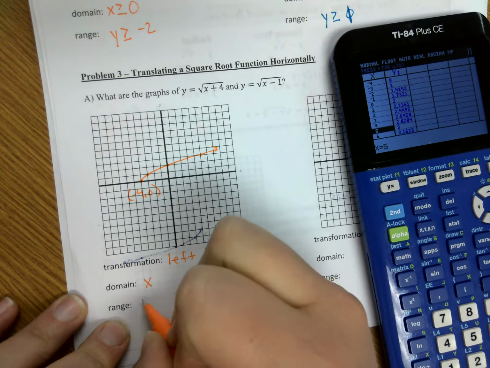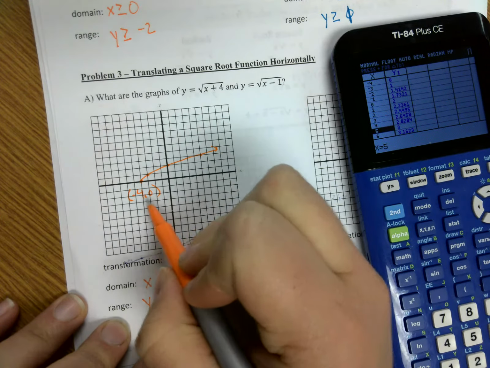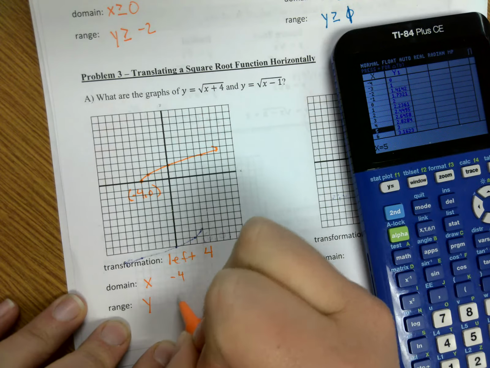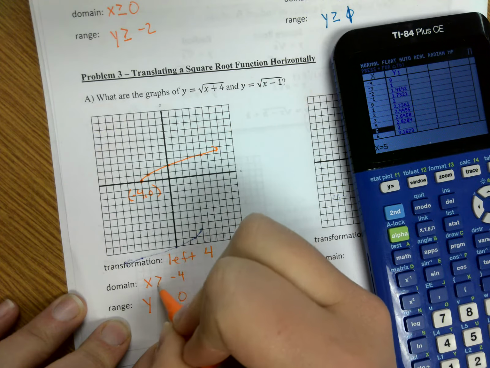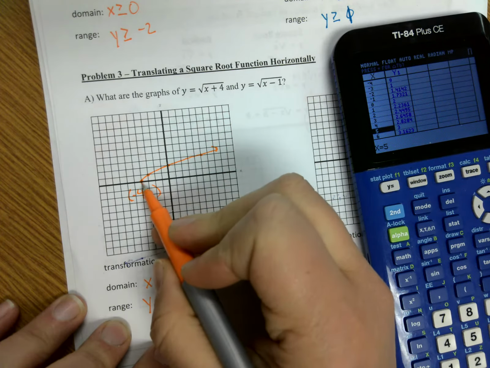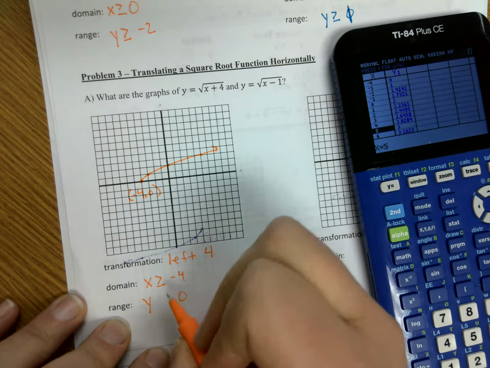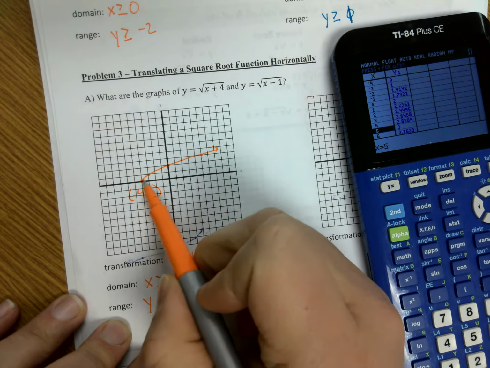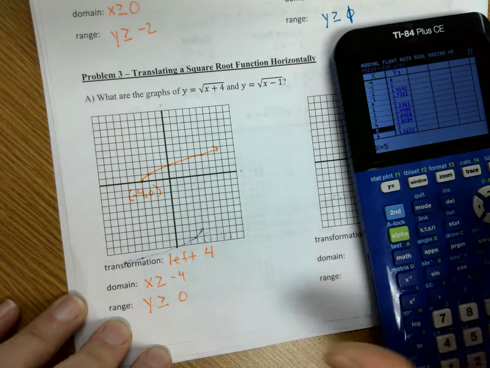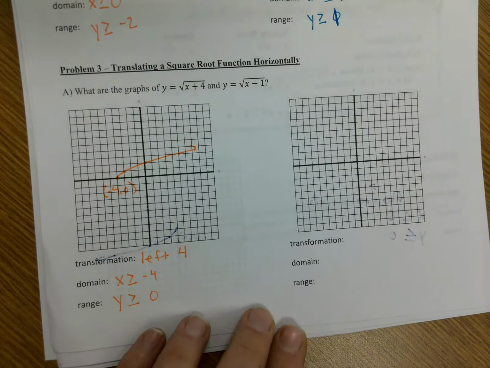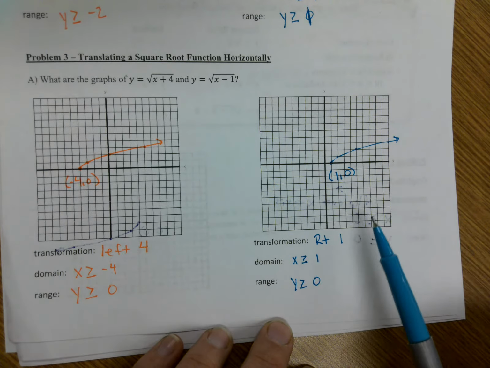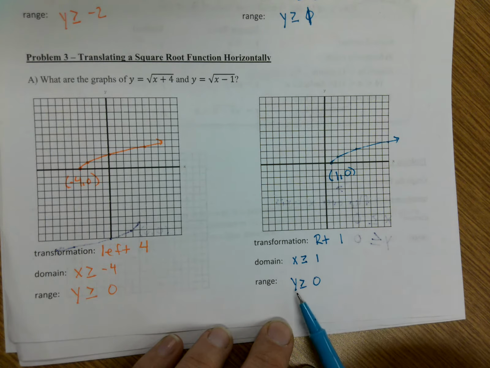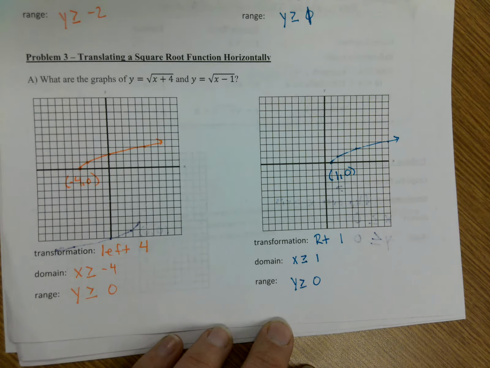My domain is always my x, range is always y. It's matching these two numbers where it's starting from. So again, x is moving to positive, so x is greater than or equal to -4 because that's that first point we start from. Y would be greater than or equal to 0 because it's going up, up, up, up. And again, that's the first point we start from. Try to do the next one by yourself. Moving to the right, 1. So now x is going to be greater than or equal to 1, y is greater than or equal to 0.